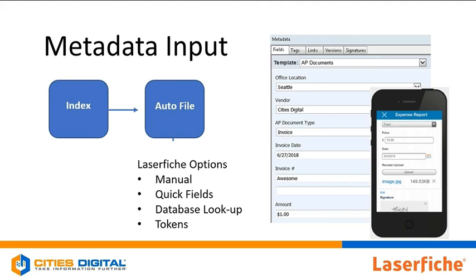So if on a regular basis you are getting invoices from the same vendor, so they're formatted the same way, that would be a really great use case for Quick Fields, because you can just scan that vendor's stack of invoices all at the same time, use Quick Fields to parse out the information, do a database lookup to your finance software, and then populate the metadata fields and auto-file it away.